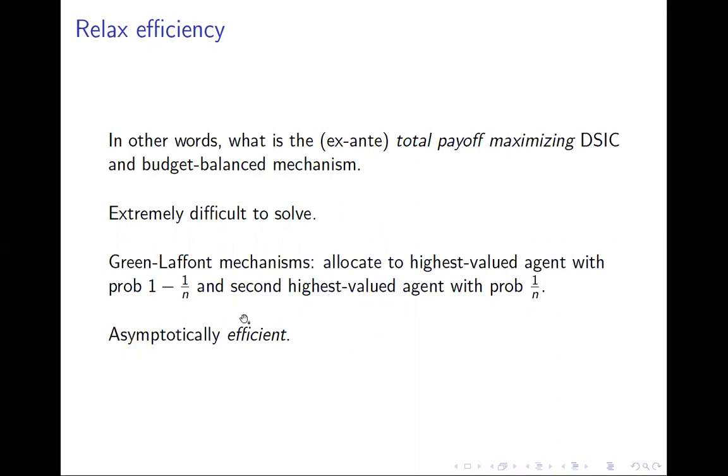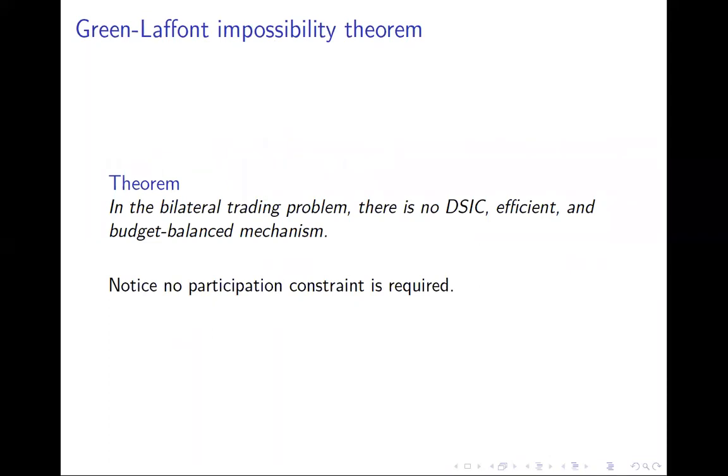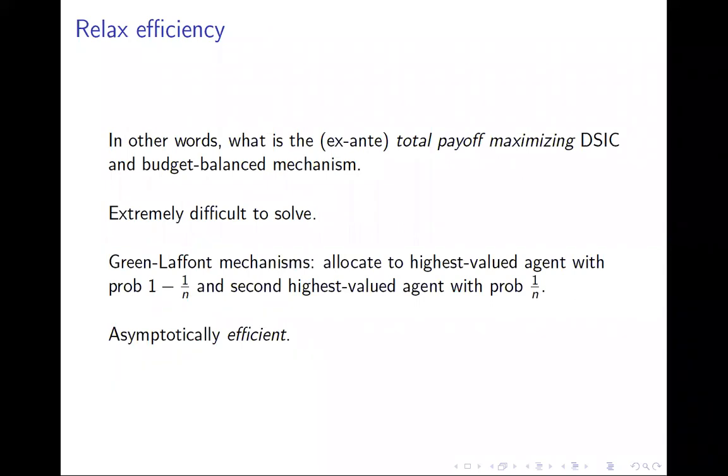The advantage is that such a mechanism is asymptotically efficient. With a large number of agents, it will allocate the object asymptotically efficiently, and by definition it is a DSIC and budget balance mechanism. So we have a mechanism which approaches efficiency, DSIC and budget balance in an asymptotic way. It's defined for n agents. So in an n agent problem, what the Green-Laffont mechanism is saying is that although there is an impossibility like this, there is an asymptotic way of overcoming it by relaxing efficiency. This is one way of relaxing efficiency.